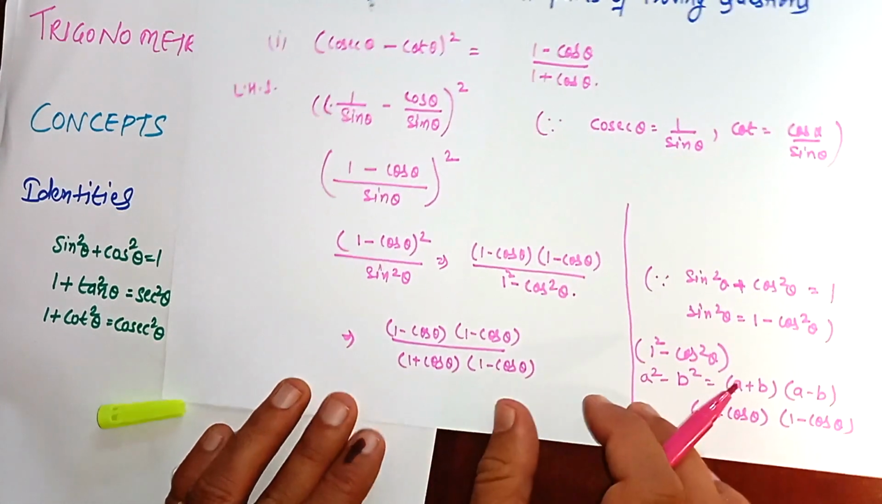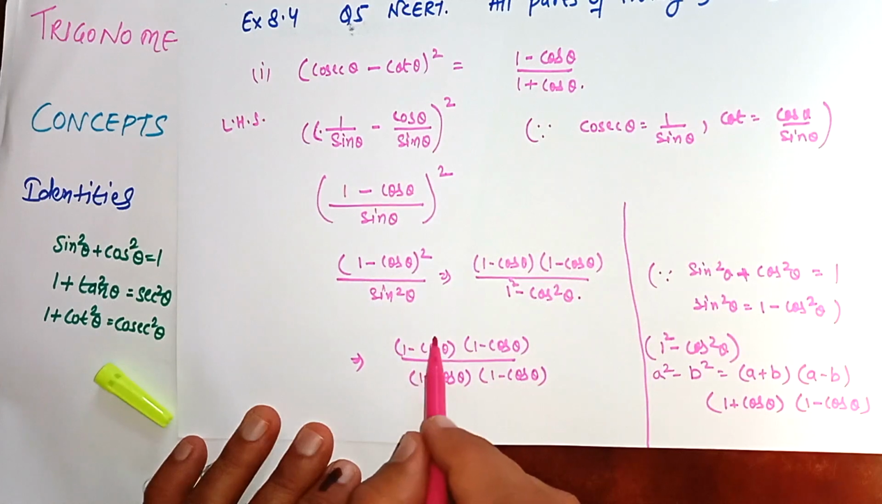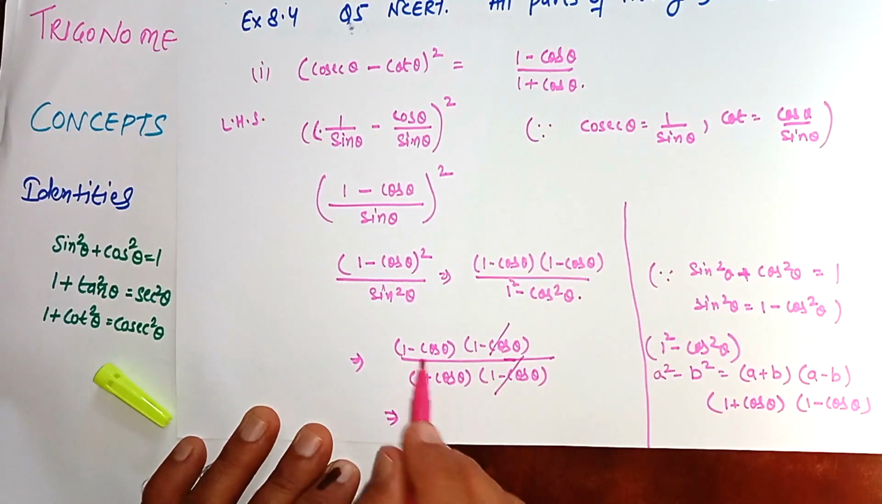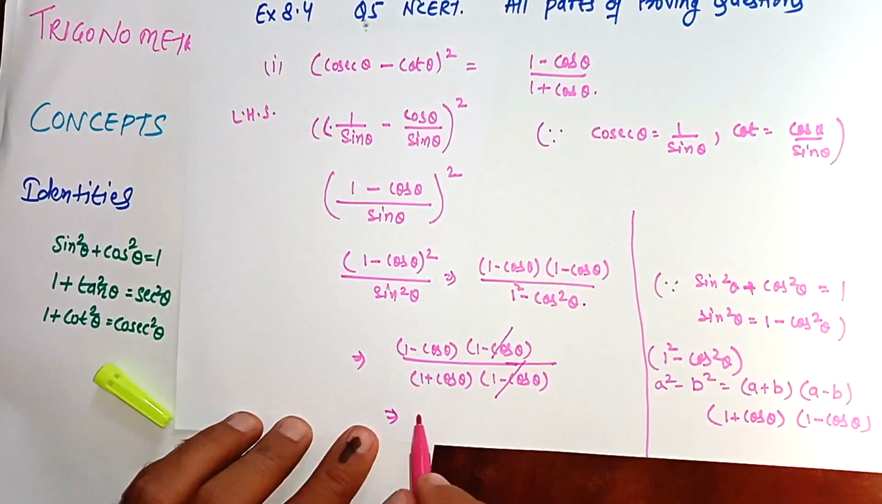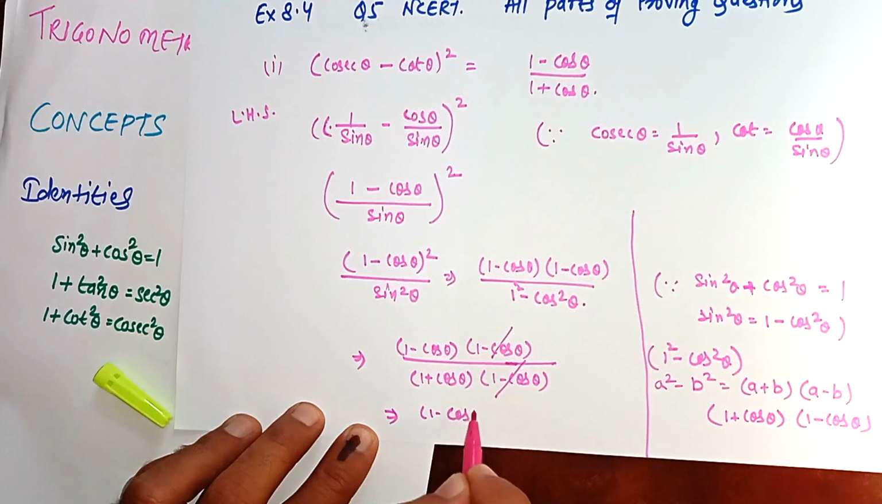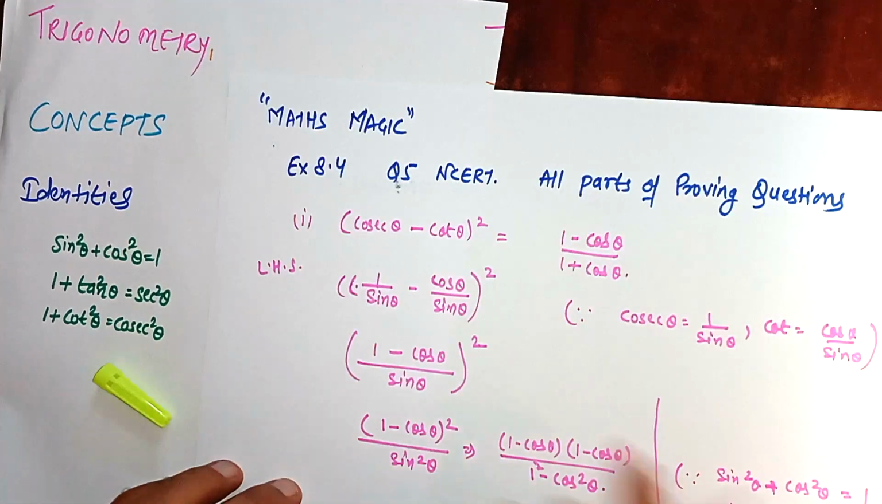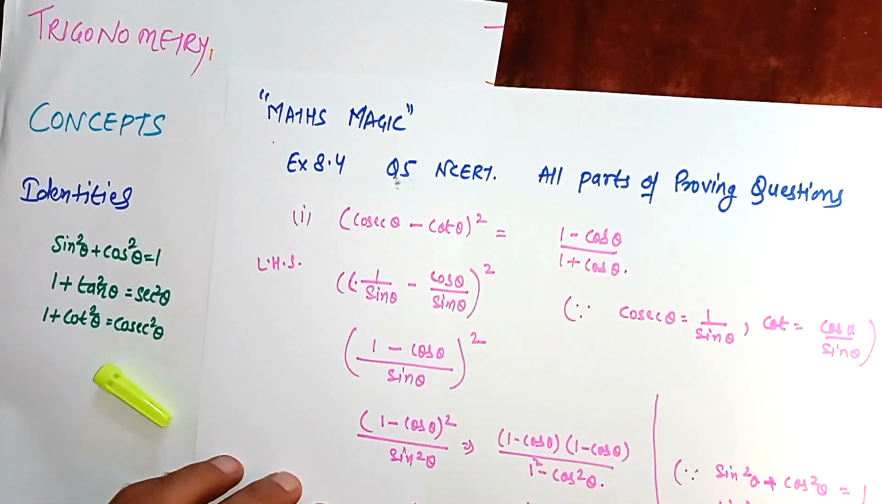So you can see here, you can cancel these two, because these are in division. We have been left with 1 minus cos theta over 1 plus cos theta. So this is our right hand side. So we can write, hence proved. See, this is what we had to prove. We got the same thing.